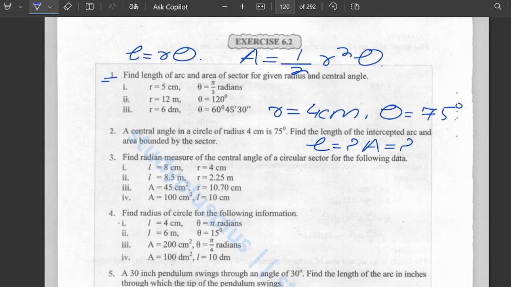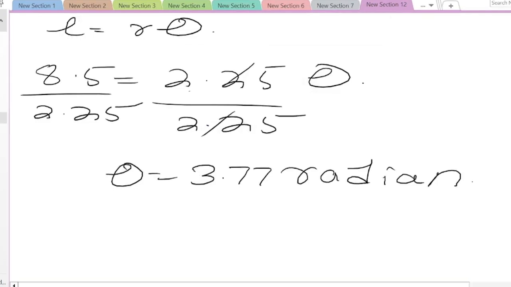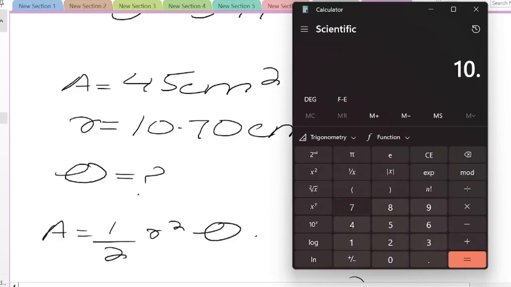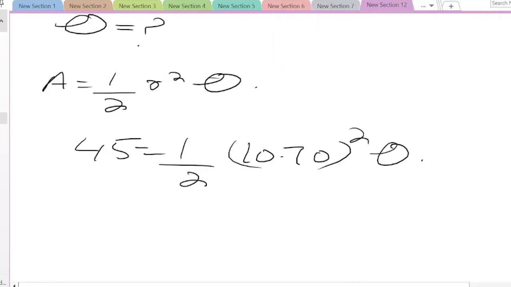Here the area is given as 45 centimeter square and the radius. So what do we need to find here? The theta. So this is pretty easy. Let's write the expression here. The value is given as 10.70. Take the square and then we will divide this value by 2. So what is the square of 10.70? The square of 10.70 is 114.49, which will be divided by 2. So that results in 57.245.